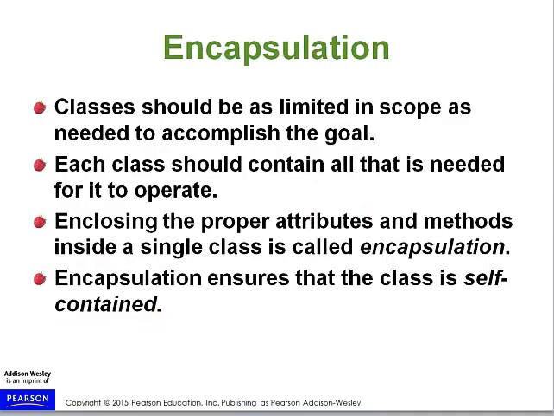Okay, now let's talk about encapsulation. This is a very important concept that I need for you to understand. Encapsulation: classes should be as limited in scope as needed to accomplish their goal. If you remember scope, it's what happens within the curly brackets within the function. If things are defined as local or global, it's the scope of that variable. Each class should contain all that is needed for it to operate. Enclosing the proper attributes and methods inside a single class is called encapsulation. I need for you to know that definition. So if you have a class that has functions inside it, it's enclosed between those brackets. That's what you need to know as well.